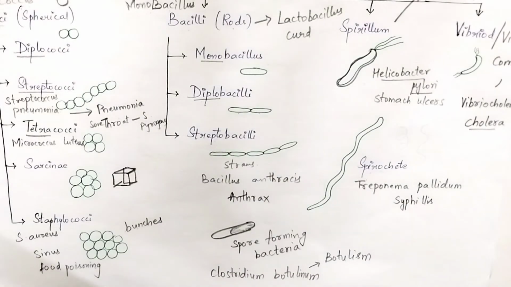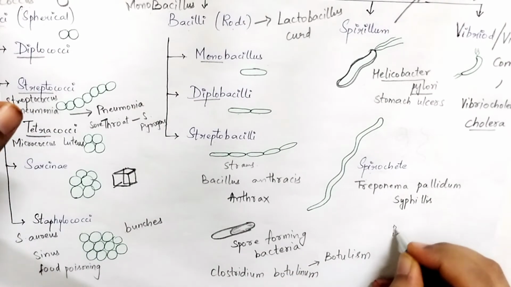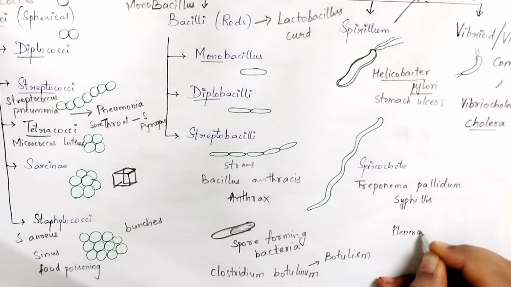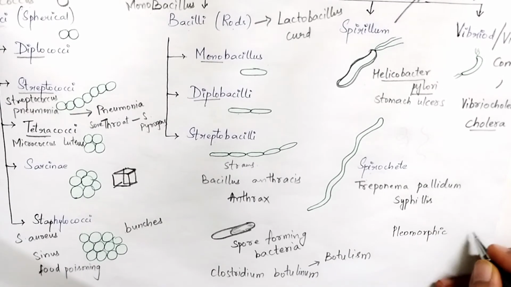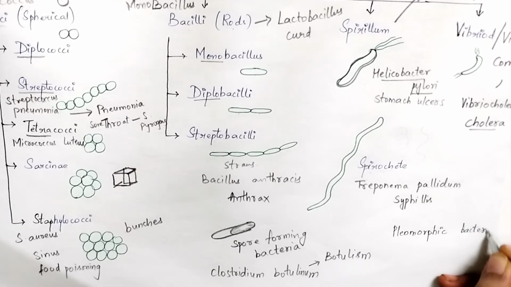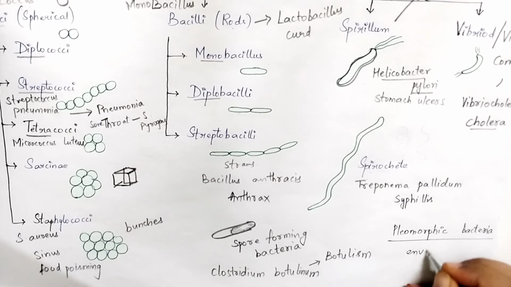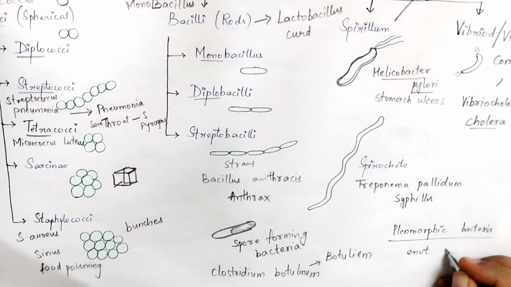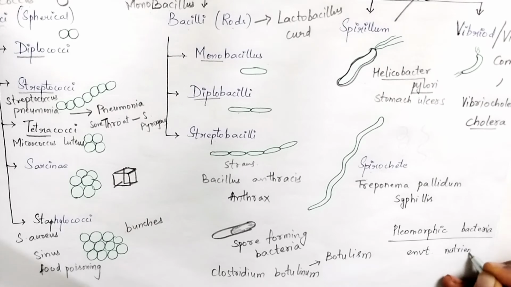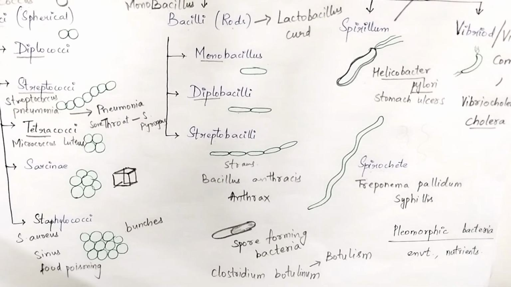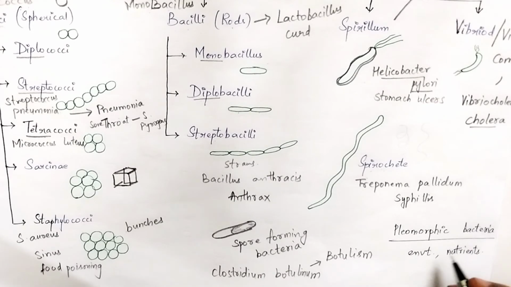Apart from all these four different categories of bacteria, we have one more category, that is pleomorphic. We call them pleomorphic bacteria. These bacteria keep changing their shapes depending upon the type of environment and the availability of nutrients. One such example for pleomorphic bacteria is Azotobacter.